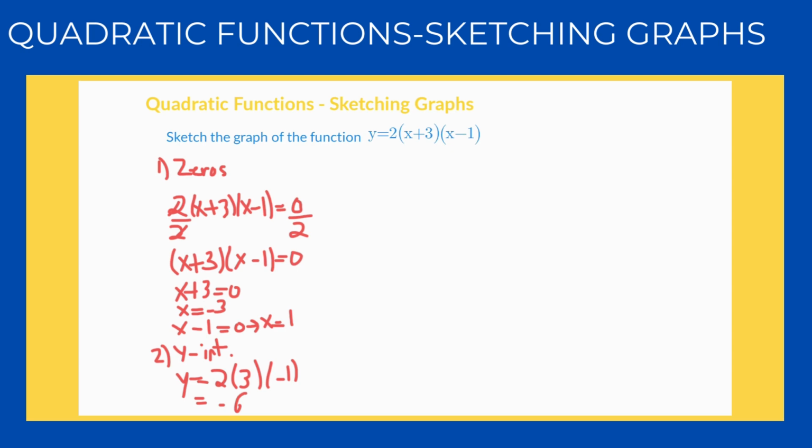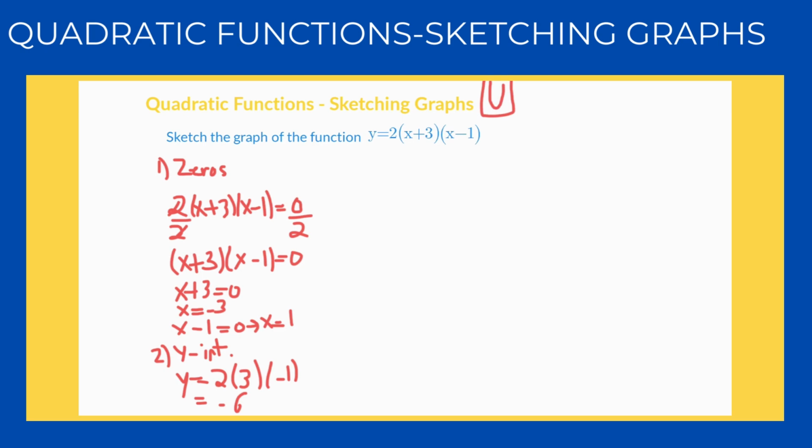Now, the third step is to find the axis of symmetry, and the axis of symmetry is the same as the x-coordinate of the turning point. The turning point here is a minimum point because the coefficient of x squared is positive. So I will expect a graph that looks like this. This would be the shape of my graph. Now, how do I know?